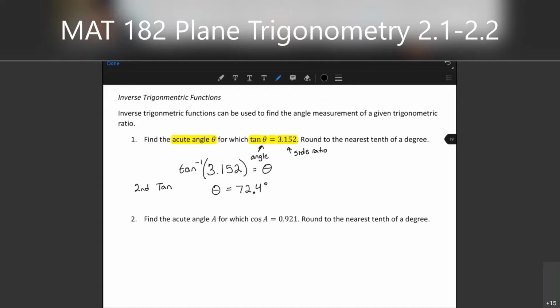All right. Let me give you guys a chance to do the next one here. We have an acute angle A for which cosine of A is equal to 0.921. So I'll give you a moment. Let's solve for that angle A, again, round to the nearest tenth of a decimal. You can put it in the private chat if you'd like with your solution there.